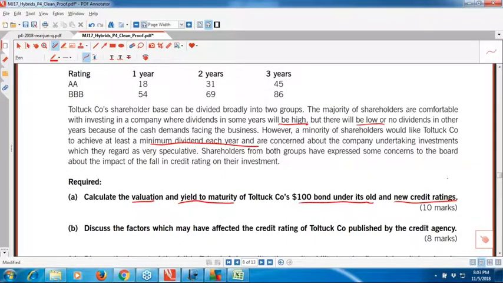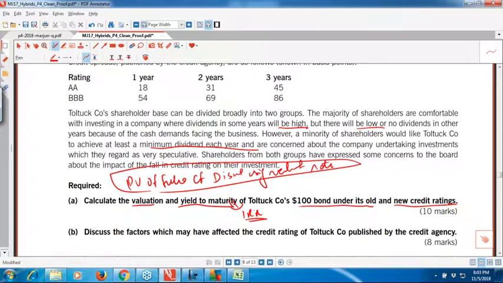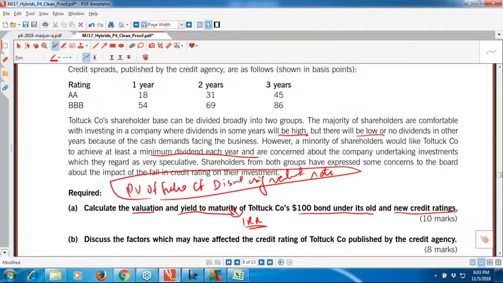Now, what exactly is going to be the value and what exactly is going to be the yield to maturity? So let's talk about it. The value of a bond is the present value of future cash flows discounted using the relevant rate. And when we talk about the yield to maturity, the yield to maturity actually refers to the IRR of the bond. So it says calculate the valuation and the yield to maturity of Taltuck's $100 bond under its old and new credit rating. The value of a bond is the present value of the future cash flows discounted using the relevant rate, and the yield to maturity is the IRR that you need to calculate.